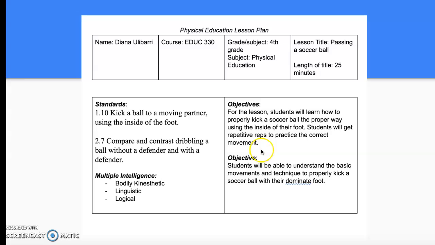The objectives for the lesson are that students will learn how to properly kick a soccer ball with the intended instructions, which is using the inside of the foot, and will hopefully be able to advance to moving it into a live situation. They will get repetitive reps in order to practice before they actually do it on their own.